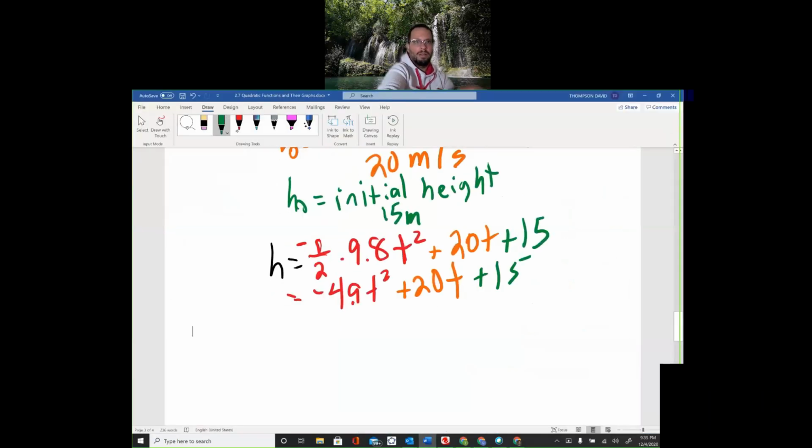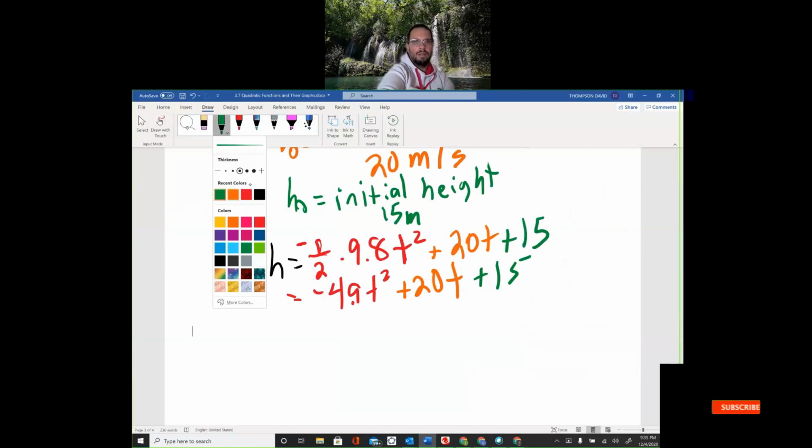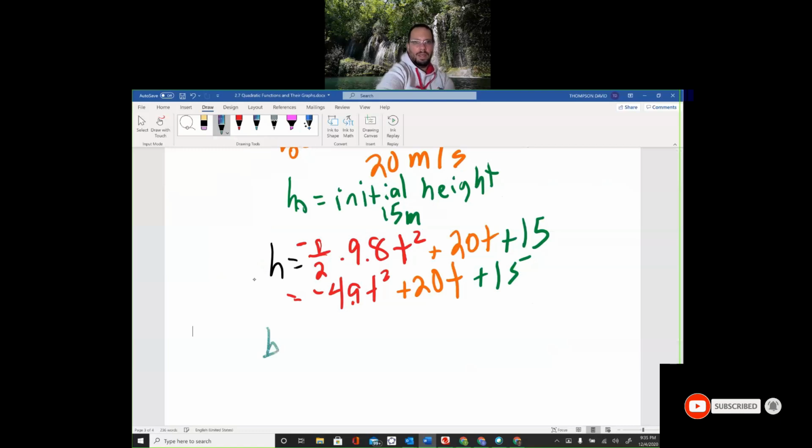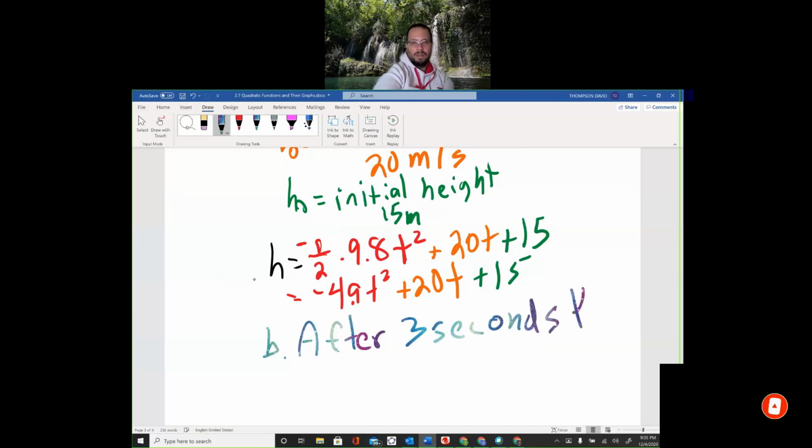B, after 3 seconds the ball is 20.9 meters high.